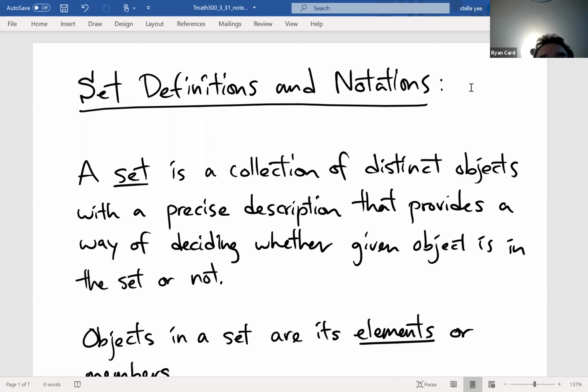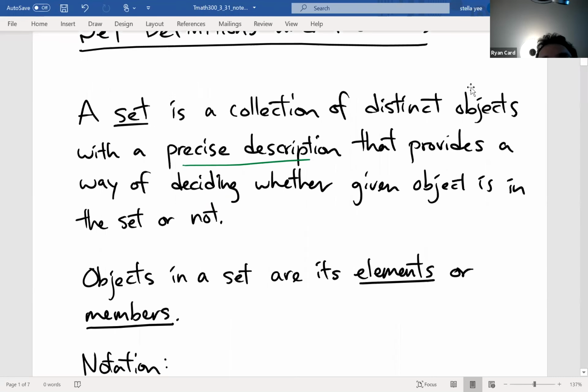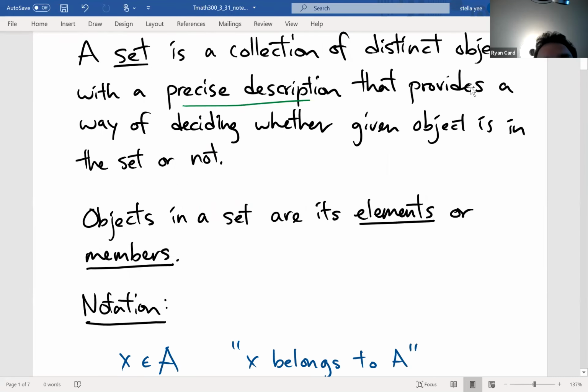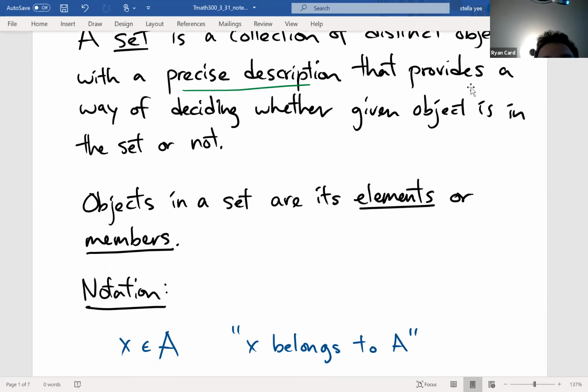So here we go. Okay, so a set is a collection of distinct objects with a precise description, providing a way to decide if an element is part of the set or not part of the set. The things that are in the set are called elements or members. Okay, and this is how we write it.